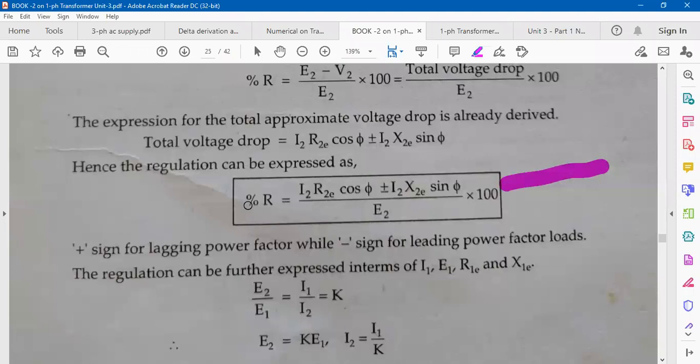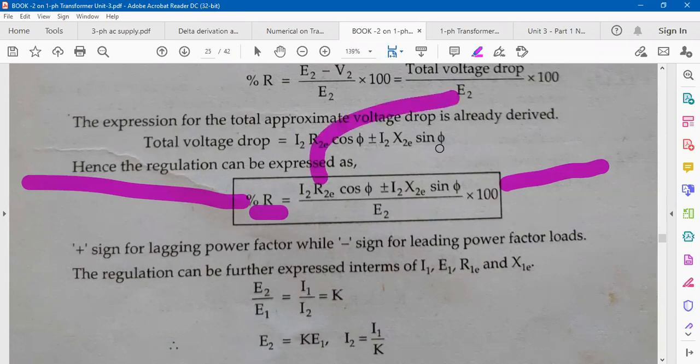Another one. Sometimes this one you have to use to calculate percentage voltage regulation. Here percentage R means nothing but voltage regulation. So I2 into R2E. What is R2E? R2E is R2 plus R1 dash. And what is R1 dash? R1 into K square. Transfer of parameters we have seen. When you transfer the parameters from primary to secondary, multiply by K square. Reverse, if you do secondary to primary, divide by K square. Only for resistance and reactance.